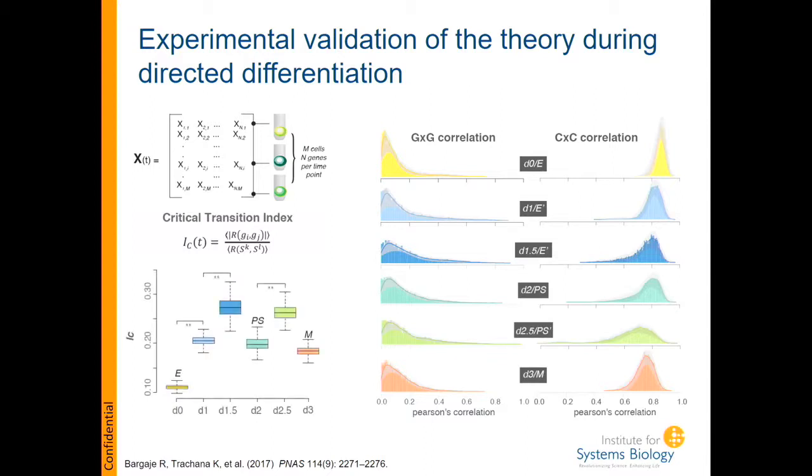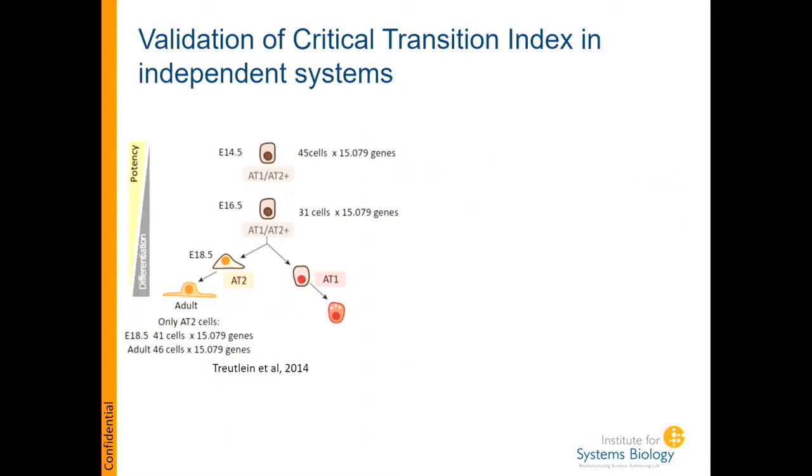Again, in terms of the critical transition index, you have a very low index for an extremely homogeneous stem cell population. The index starts to increase. There is a critical transition to the primitive streak-like stage. This index drops. Another increase, and it drops when it commits to the next step of differentiation. And we have now validated this with several other systems, including publicly available data sets.